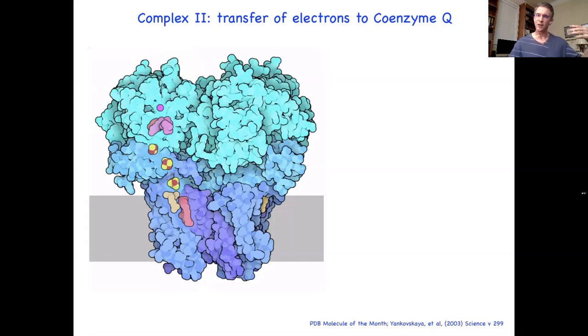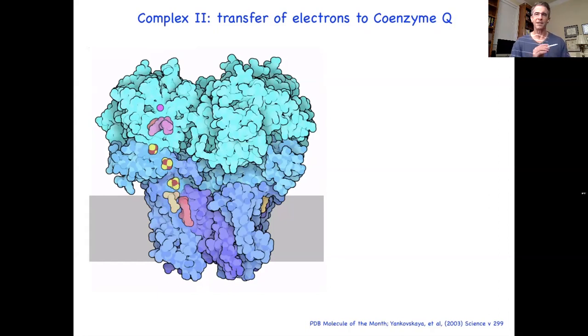And you can see, just like we saw when we talked about complex 1, we're making a little iron sulfur cluster wire heading right down towards the membrane, right? And here, right at the edge of the membrane, where the ectodomain, the soluble domain of this protein, now begins to make contact with the membrane down here, we see ubiquinol, that coenzyme Q molecule, sitting right down there, very close to that last iron sulfur cluster.